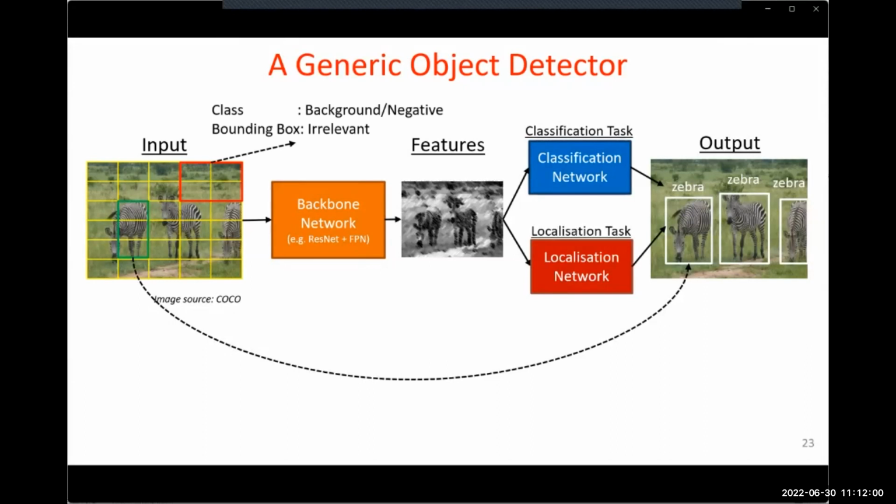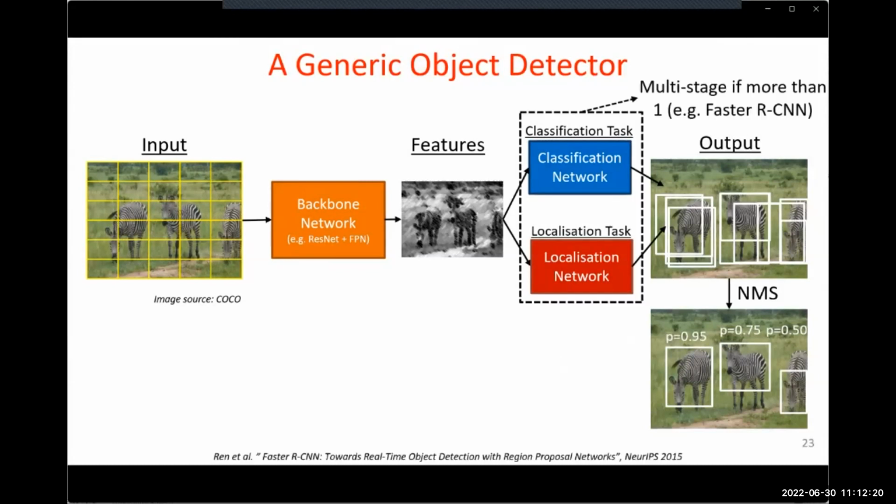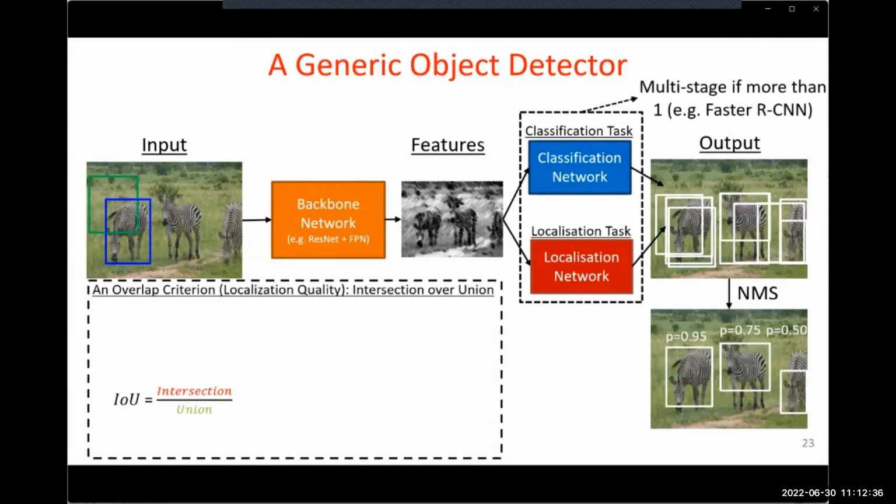Since there are many anchors, the same ground truth can be targeted by several anchors, causing duplicates. Generally, non-maximum suppression, or NMS in short, is employed to remove the duplicates and to yield the final detection output. In some detection pipelines, there can be more than one pair of classification and localization networks, which can be regarded as multi-stage detectors. Finally, to measure the proximity of two bounding boxes, green and blue boxes in the image, intersection over union is adopted as a common overlap measure.